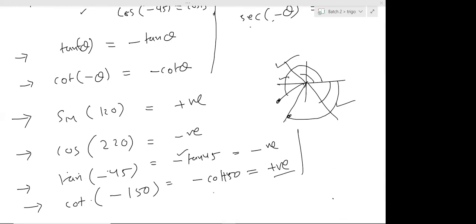All right, note it down. All right, this is all for today's class. In the next class, we are going to see how to find different values. All right, please revise all this. All right, see you in the next class.